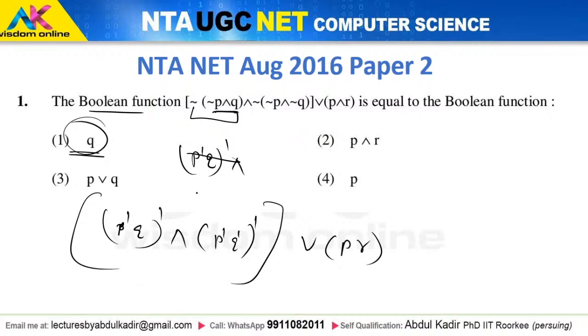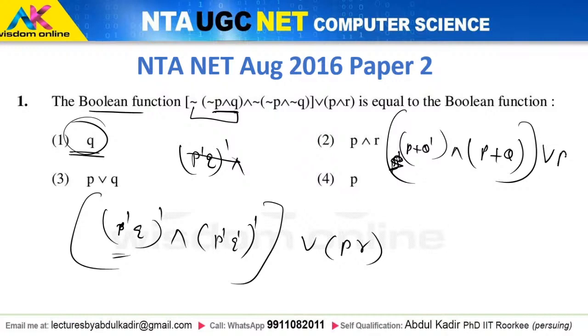Or we can solve it using the De Morgan formula. So this will become p plus q dash, and this will become p plus q. Okay, so this complete thing, or pr. Now just multiply them, then you will get p multiplied by p, that is p, plus you will get pq, plus you will get q dash p, plus you will get qq dash. Qq dash is nothing but false.